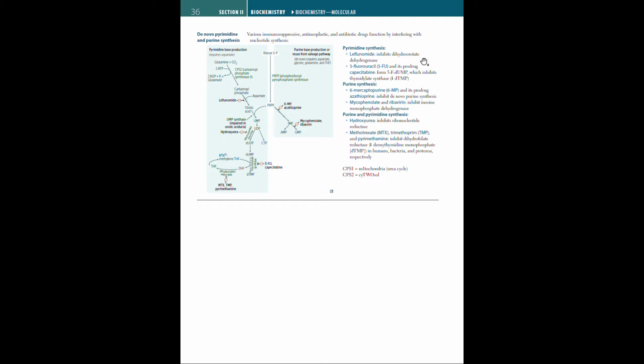dihydroorotate dehydrogenase. And 5-fluorouracil, 5-FU in short form, is a prodrug. Capecitabine forms F-dUMP, which inhibits thymidylate synthase, that is, decreases dTMP.